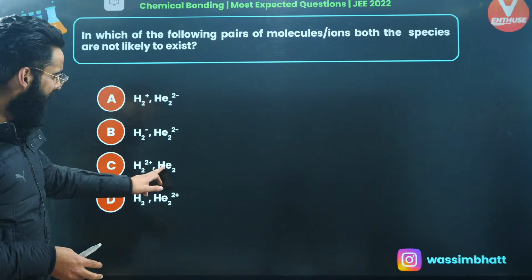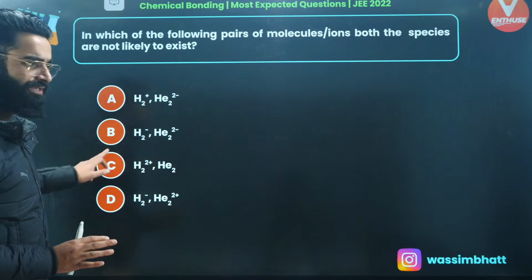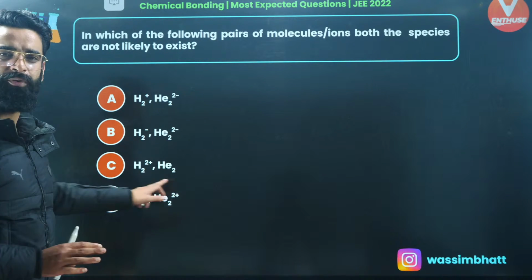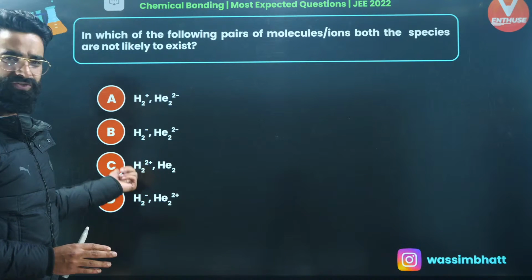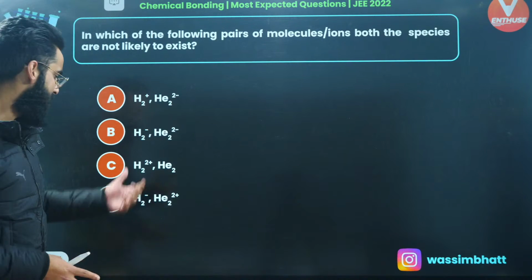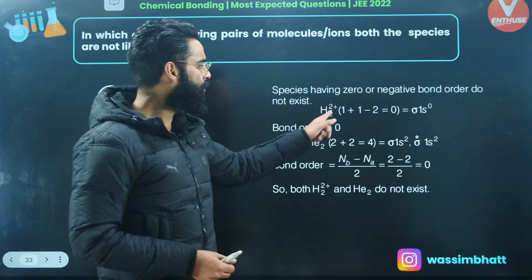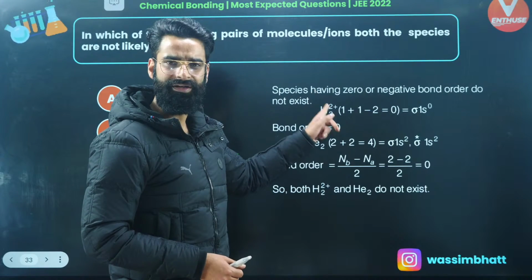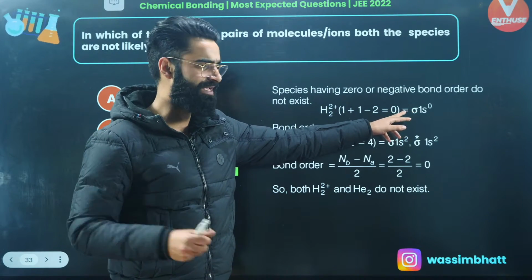I can see He2, it has a bond order of 0, it does not exist, right? So this is basically the pair of species that does not exist. H2 dipositive does not exist, right? He2 does not exist, right? If you want to see their molecular orbital configuration, you can check it out. In H2 dipositive, there will be no electron in it. If there is no electron, its molecular orbital configuration is sigma 1s 0. So the bond order is absolutely going to be 0.